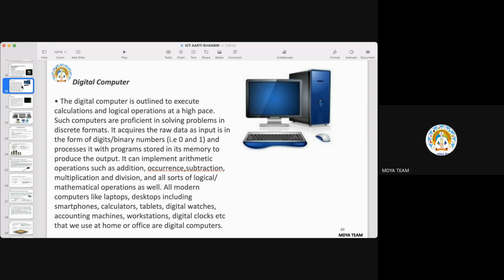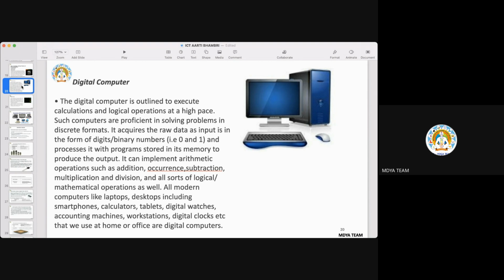So it requires the raw data as input in the form of digits. And digits means various digits, but generally binary numbers. Binary means bi means two. So binary numbers means combinations of 0 and 1. Only two digits are used, okay? 0 and 1. So that's why it is called binary, it is based on these binary numbers. And they process it with programs stored in its memory, and they produce the result accordingly.